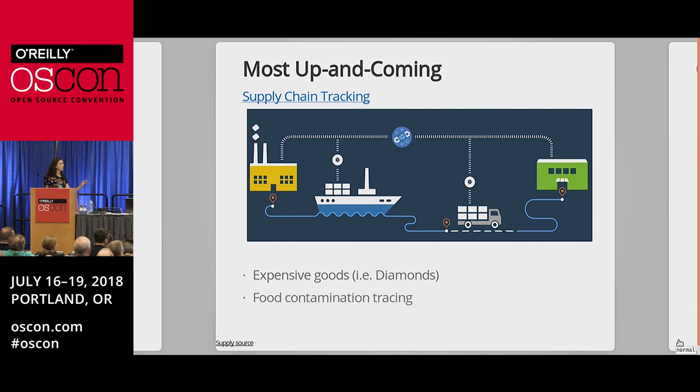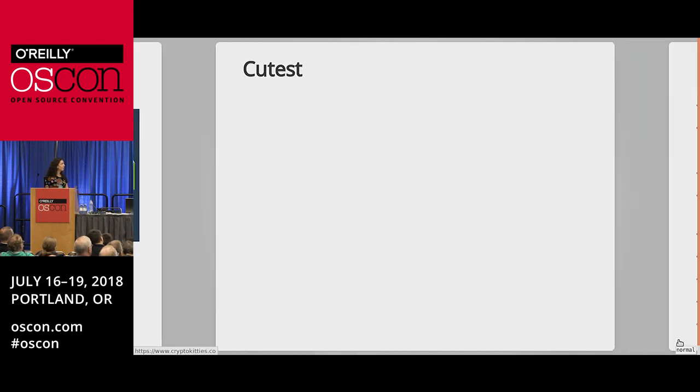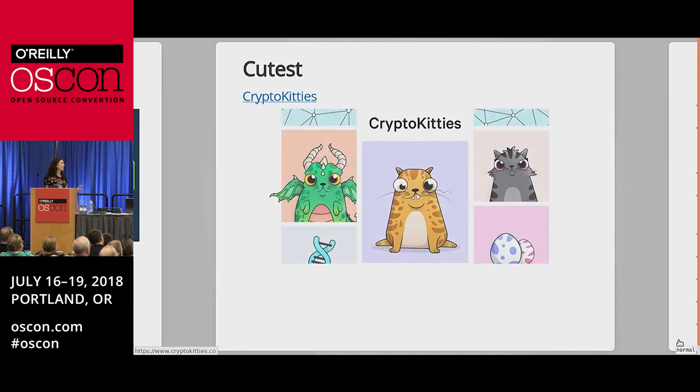The other is food contamination tracing. If there's a flu outbreak at a restaurant, then we can trace which farm that particular food came from and where else it went after that. Instead of having all restaurants throw out all their lettuce, we can say no, just these places need to throw out whatever. Okay, and then the cutest use case is CryptoKitties.